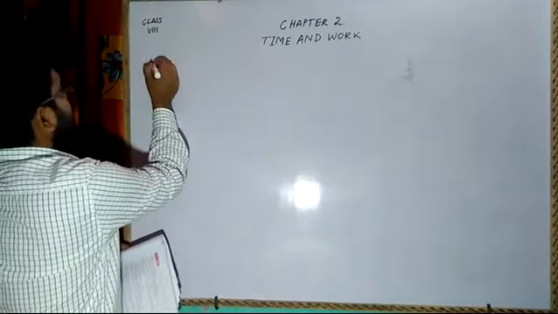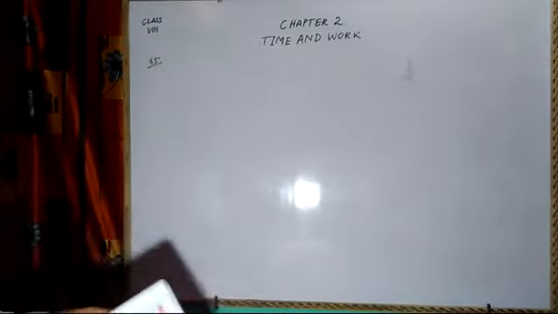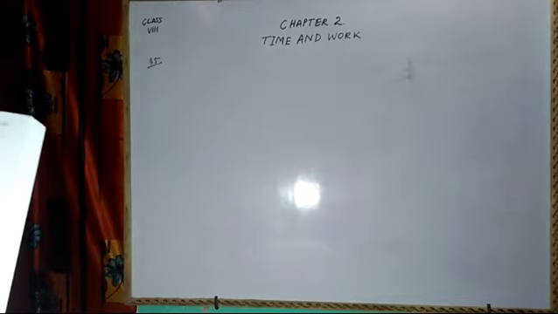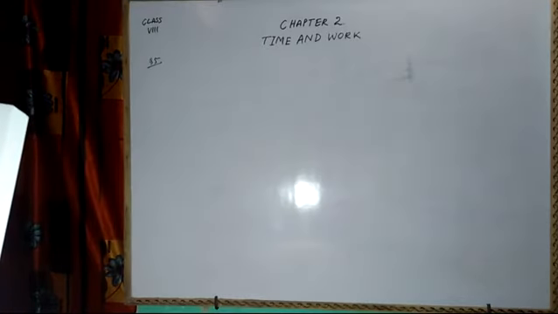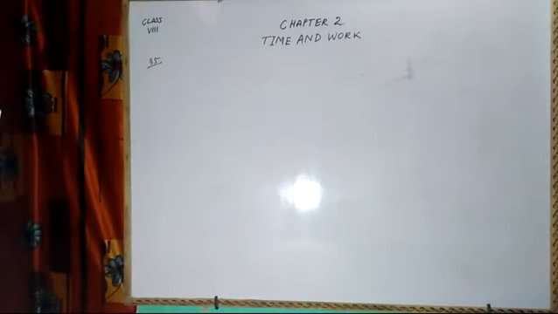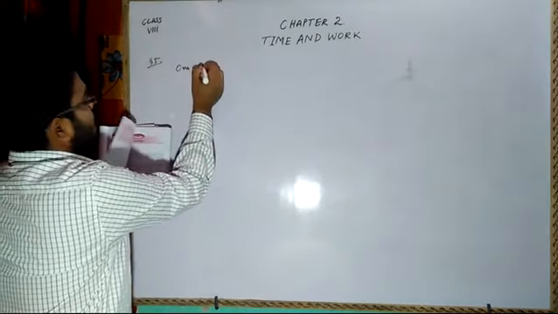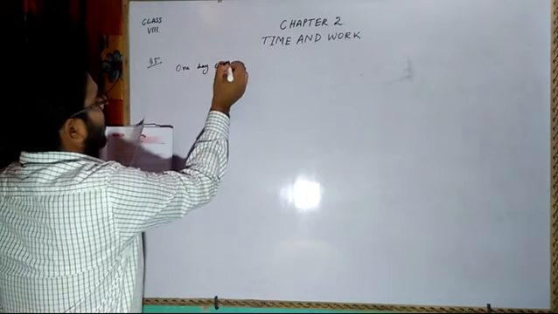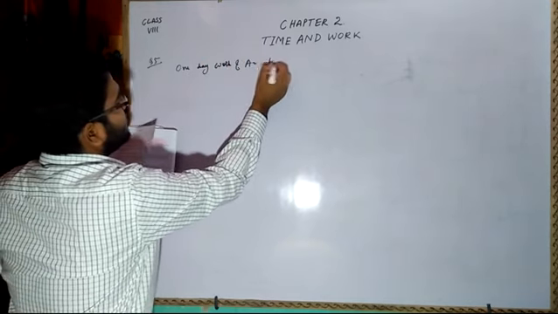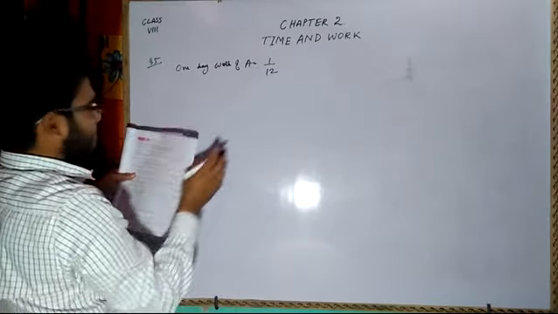Now question number 5 says that A can dig 1 by 12 of a trench in 1 day, while B can dig 1 by 6 of the trench in 3 days. If they work together, how long will they take to dig the whole trench? Now A's 1 day work is given. 1 day work of A is equal to 1 by 12 of the work.